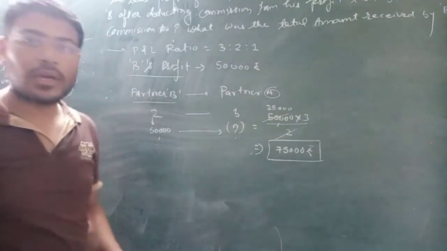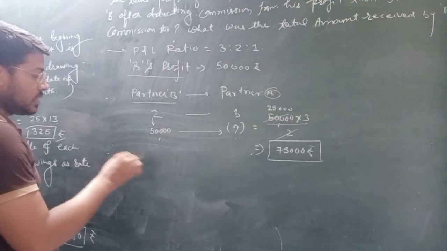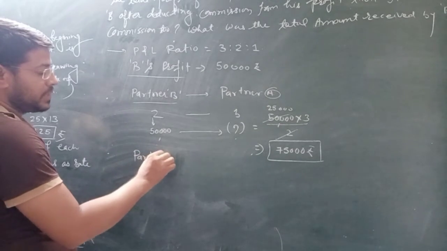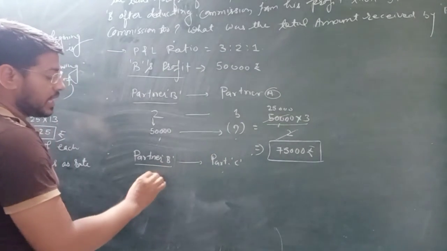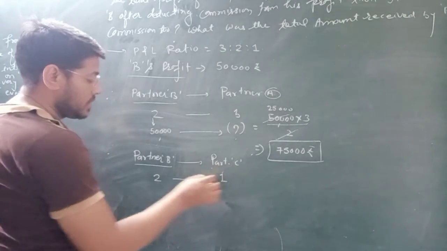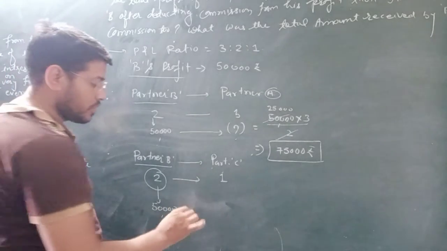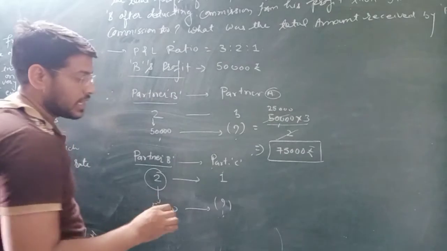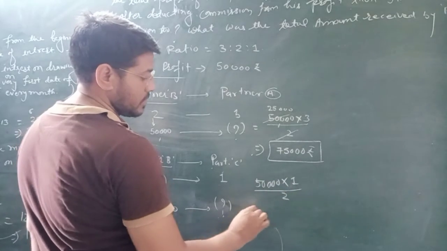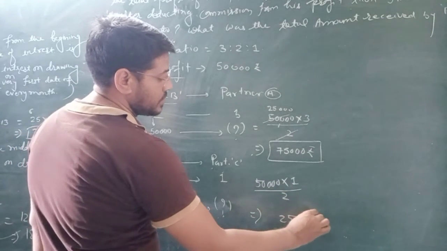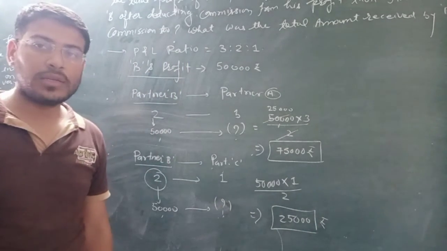On the very same basis, we have to calculate the profit of partner C as well. How to do this? See here. Partner B, and on the other hand partner C. Partner B has a share of 2, partner C has a share of 1. B gets 50,000 when he gets a share of 2. On that basis, C should get 50,000 into 1 divided by 2. It is 25,000 rupees. So we got the profit of all the partners.